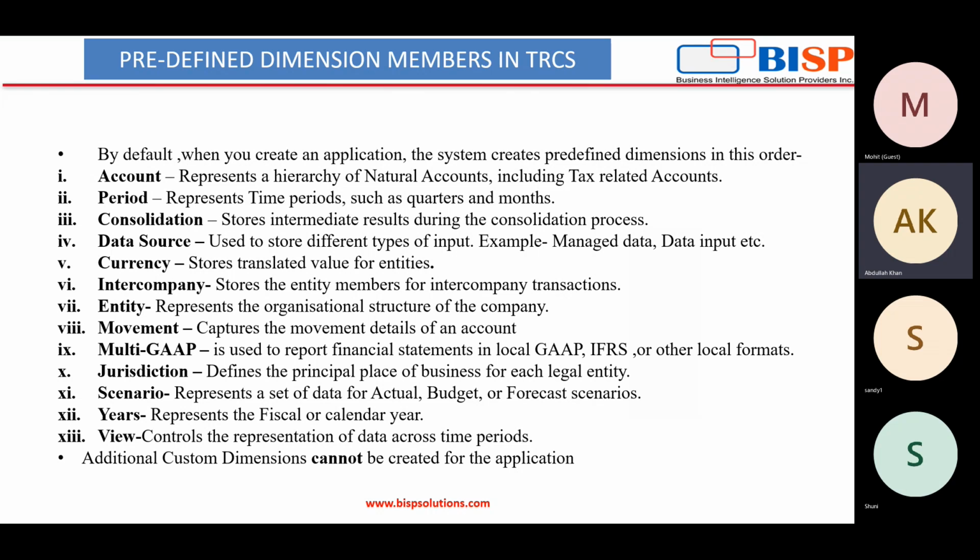And the P13 and the P14 will be for RTA and audit respectively. So the P13 period will be for the RTA adjustments. The RTA adjustments will be input in the P13 period, and any audit related adjustments can be input in the P14 period. Then we have the consolidation dimension, which will store the intermediate results during the consolidation process.